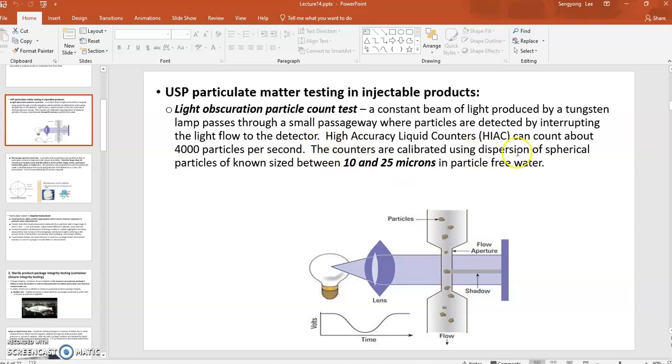The counters are calibrated using dispersions of spherical particles of known sizes. So there may be some particle standards that you can use, in 10 to 25 micron sizes, and you see if this machine can really measure those. After you establish the baseline, you can do the counting on your drug. So it's very efficient. Like I said, you can measure about 4,000 particles per second. So it's a very highly automated method. Understand? The light obscuration particle count test is one method.